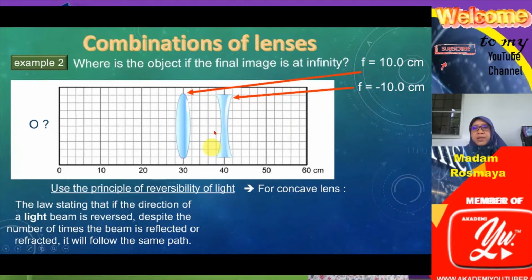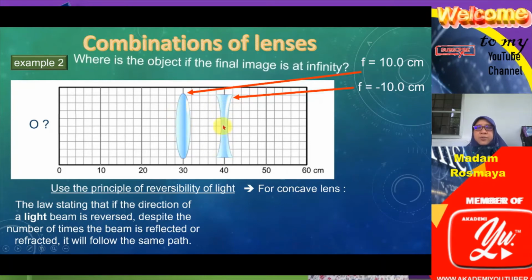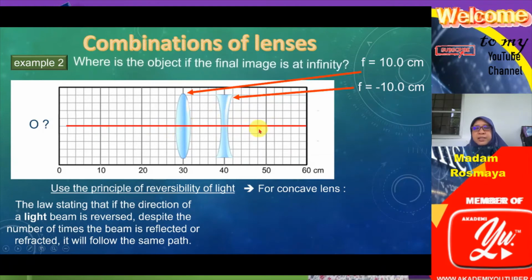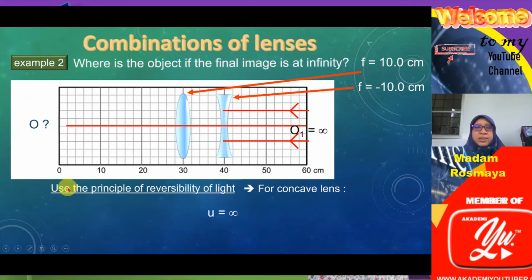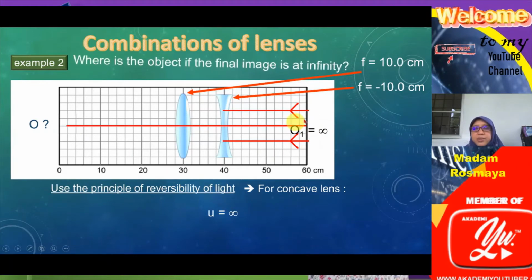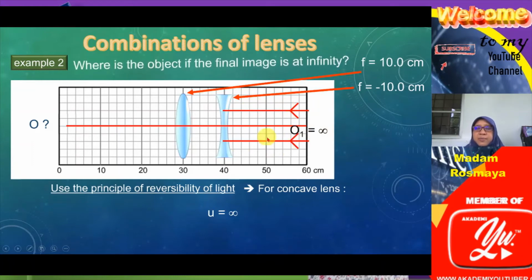So we start with the concave lens. We ignore the convex lens first, so we do the concave lens. The image at infinity now becomes the object. Okay, we assume this as the object. We use the principle of reversibility of light, so that means U is at infinity. A parallel ray here shows that the object is at infinity.